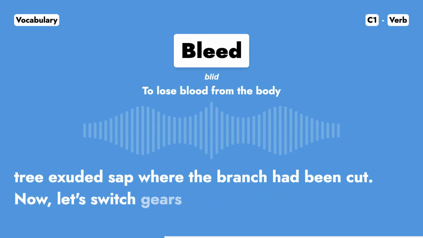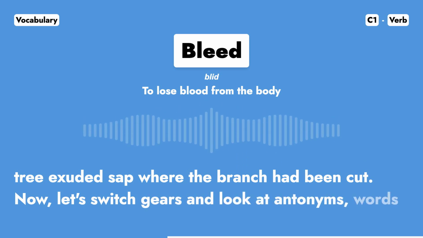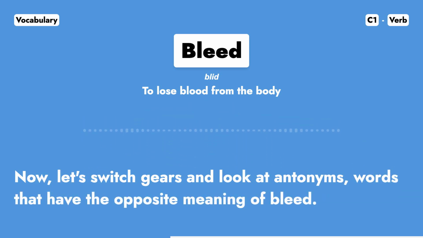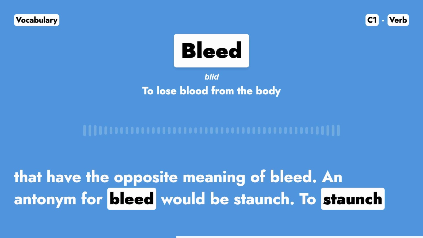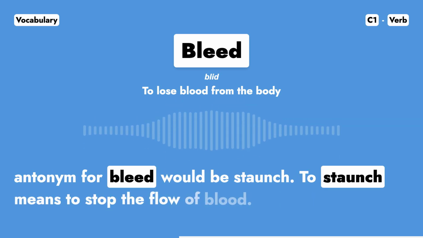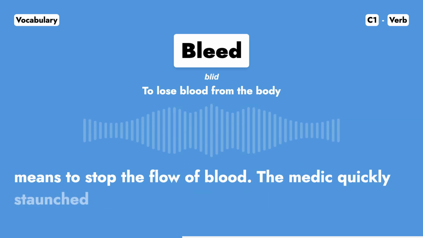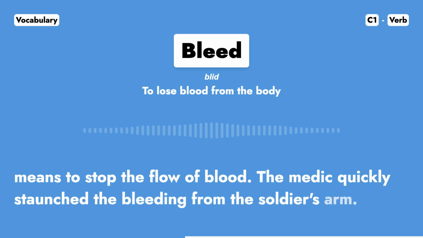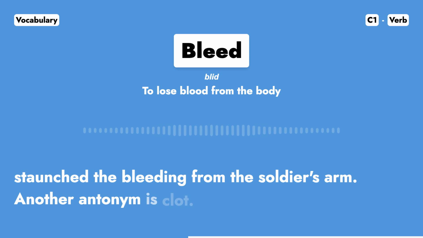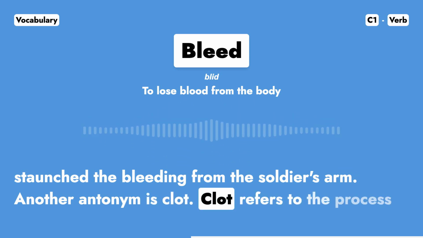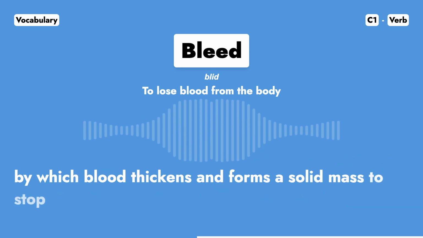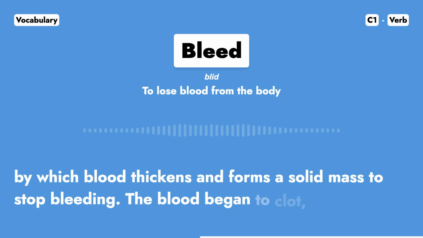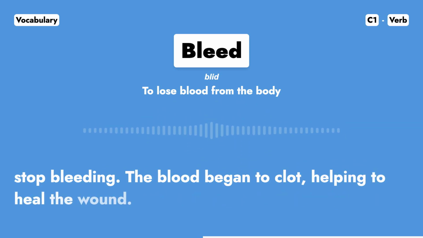Now, let's switch gears and look at antonyms, words that have the opposite meaning of bleed. An antonym for bleed would be staunch. To staunch means to stop the flow of blood. The medic quickly staunched the bleeding from the soldier's arm. Another antonym is clot. Clot refers to the process by which blood thickens and forms a solid mass to stop bleeding. The blood began to clot, helping to heal the wound.